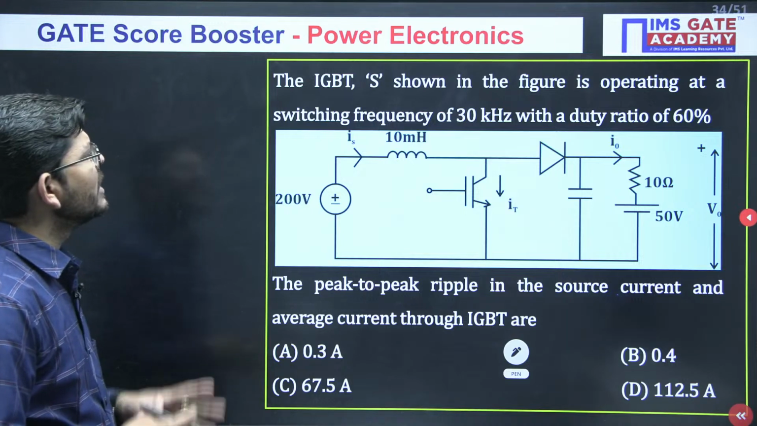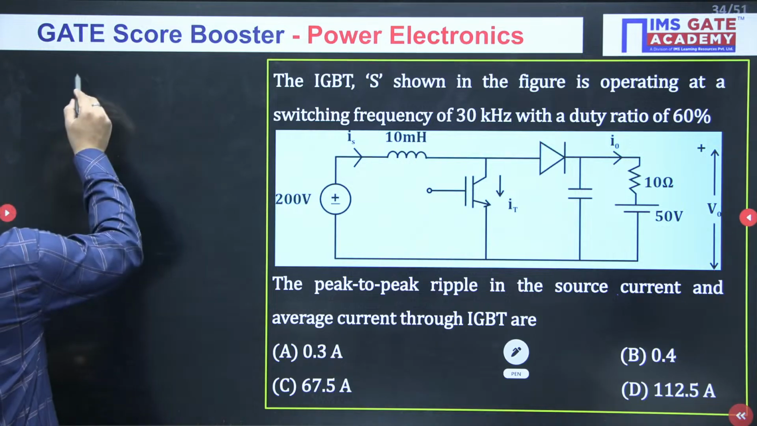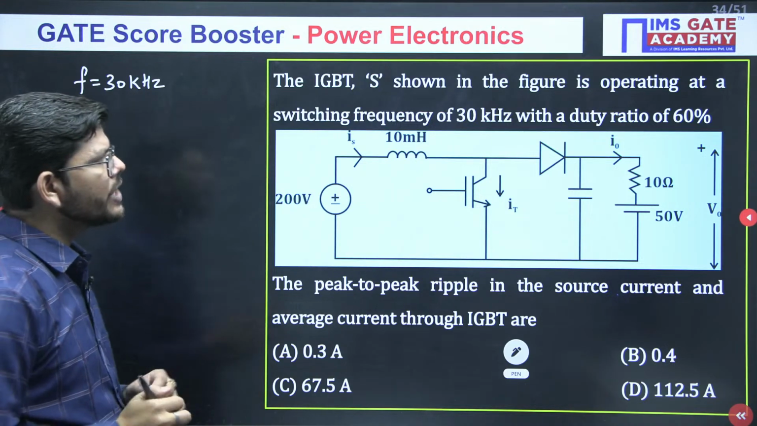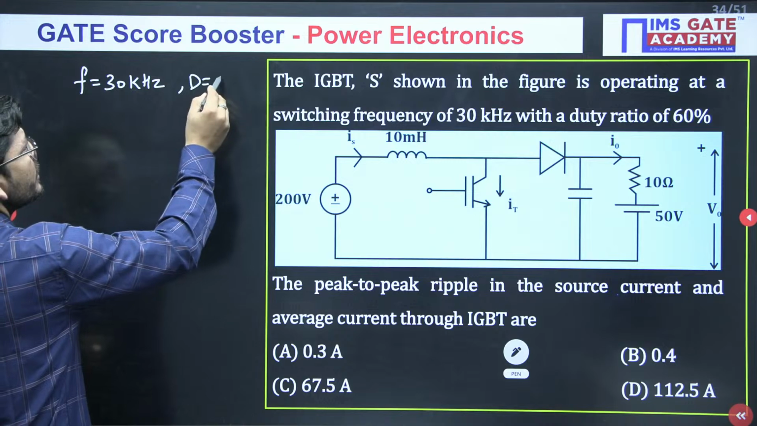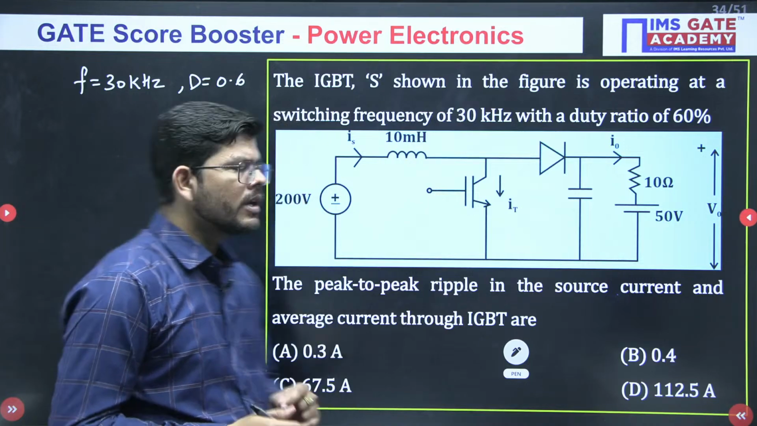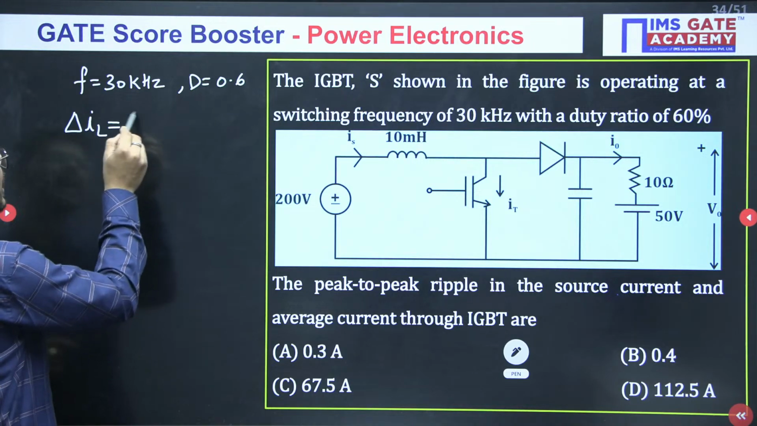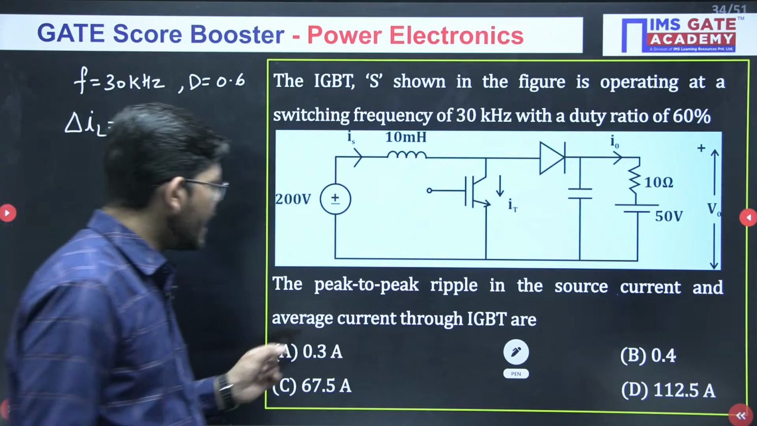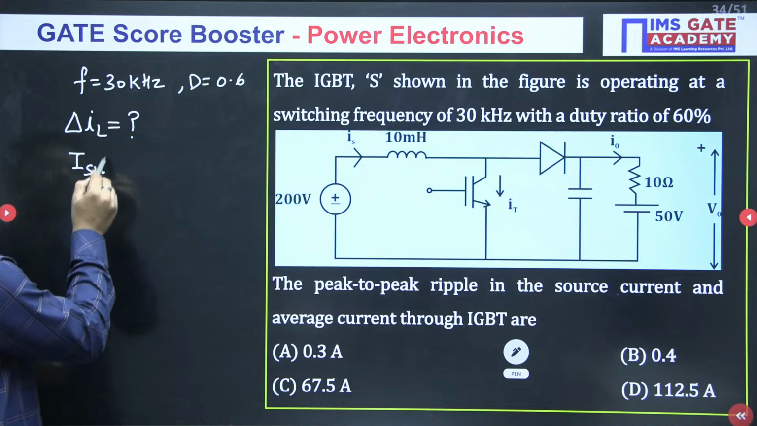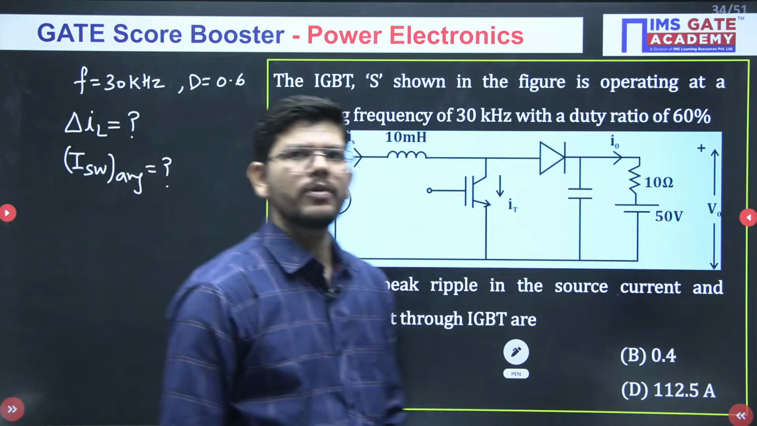Just see this question. The IGBT as shown in the figure is operating at a switching frequency of 30 kilohertz. Just write the data. Switching frequency is 30 kilohertz with a duty ratio of 60%, which means 0.6. The peak to peak ripple in the source current, which means delta IL, is what you have to find. And the average current through the IGBT. IGBT means switch, so you have to find the average switch current. These are the two quantities you have to calculate. Again, it is an MSQ type of question.